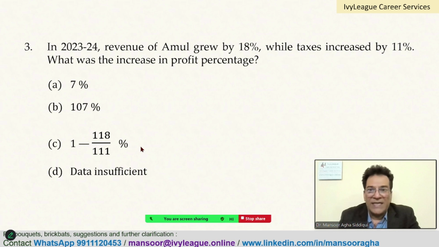But the problem is that this question has data which is missing. The data which is missing is the total taxes to be paid and total expenditure of Amul. Only then can we find out the profits or the profit percentage. And to find out the profit percentage, we'll possibly have to do an even next step of calculation. So this question's answer is option D, data insufficient. The data which is missing is total expenditure, total revenue, total taxes, not percentage values. This cannot be calculated based upon percentage values.